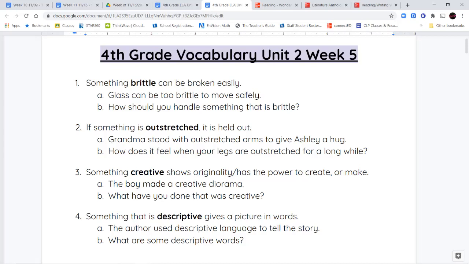So something that is descriptive comes from the word describe. So if something is descriptive, it helps to describe the thing, or it helps you to paint a picture of whatever that thing is, but using your words. So when you're using very descriptive language, the person that you're talking to is able to imagine what it is fairly easily.